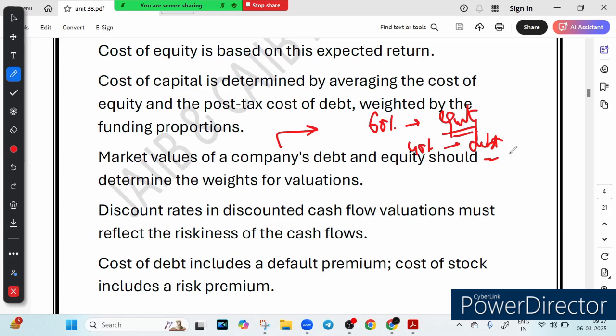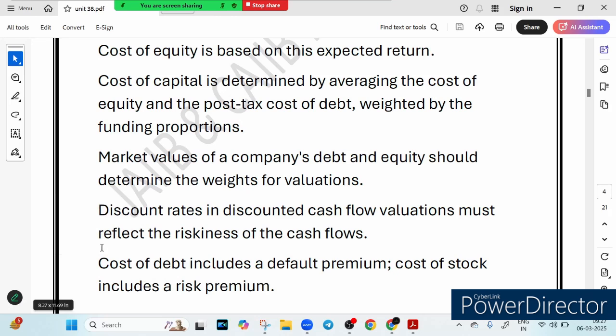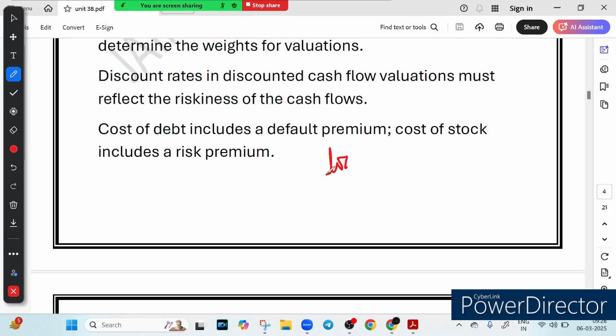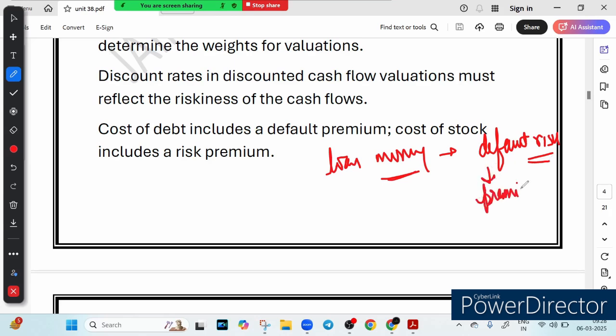Very important point. Now let's talk about the role of risk in the discount rate. We already know that this is where things get interesting. Risk matters. If we talk about the cost of debt, meaning loan money, lenders worry about something called default risk, the chance that a company won't pay back its loan. That is why they charge a default premium.